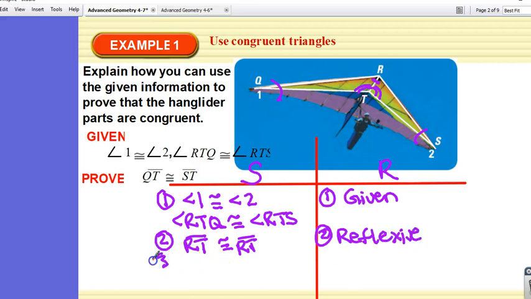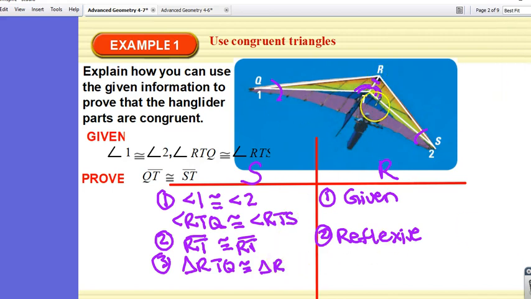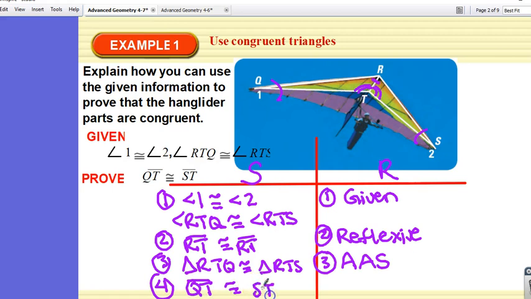So therefore, triangle RTQ is congruent to triangle RTS, sorry, I wrote it in the wrong order. How do I know that those triangles are congruent? By angle, side, right? What we just did in our last lesson. So now, I know that QT is congruent to ST.